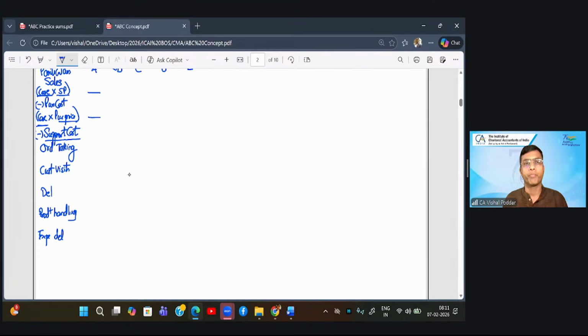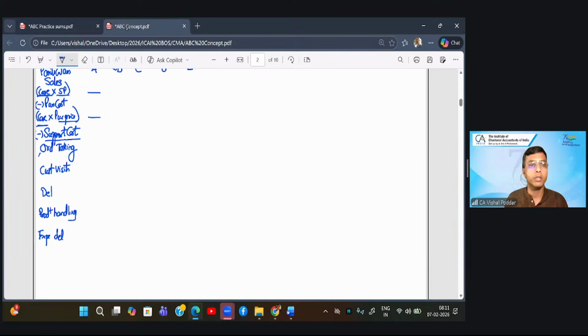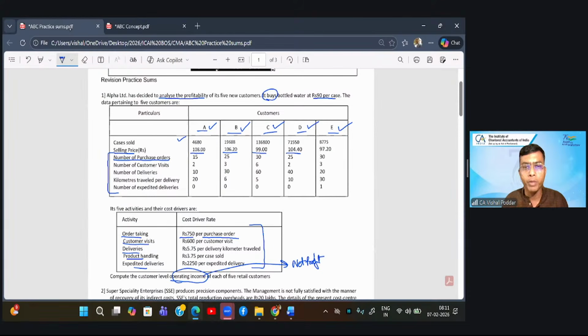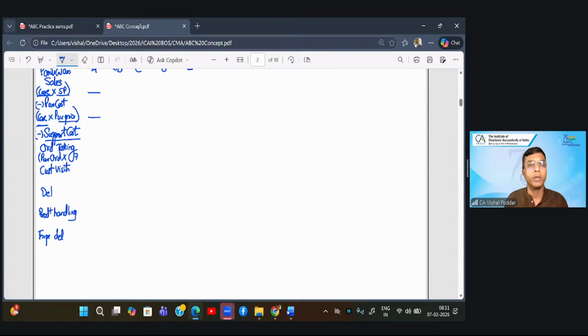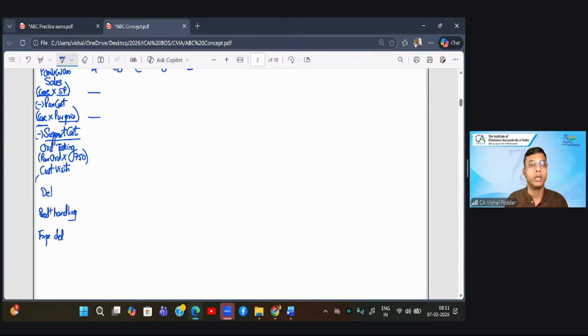Right? Now, what is important is you have to multiply the base by the ORR. Now see, they have already said that this rate is calculated per purchase order. So the number of purchase orders is given. So what I will do is I will take the purchase orders given and multiply it by the ORR. What is the ORR given per purchase order? 750. So I'll multiply the number of purchase orders by 750. Then for the second, what is given? The number of customer visits is given and 600 is the cost per customer visit, right? So I will take customer visits multiplied by 600, right?